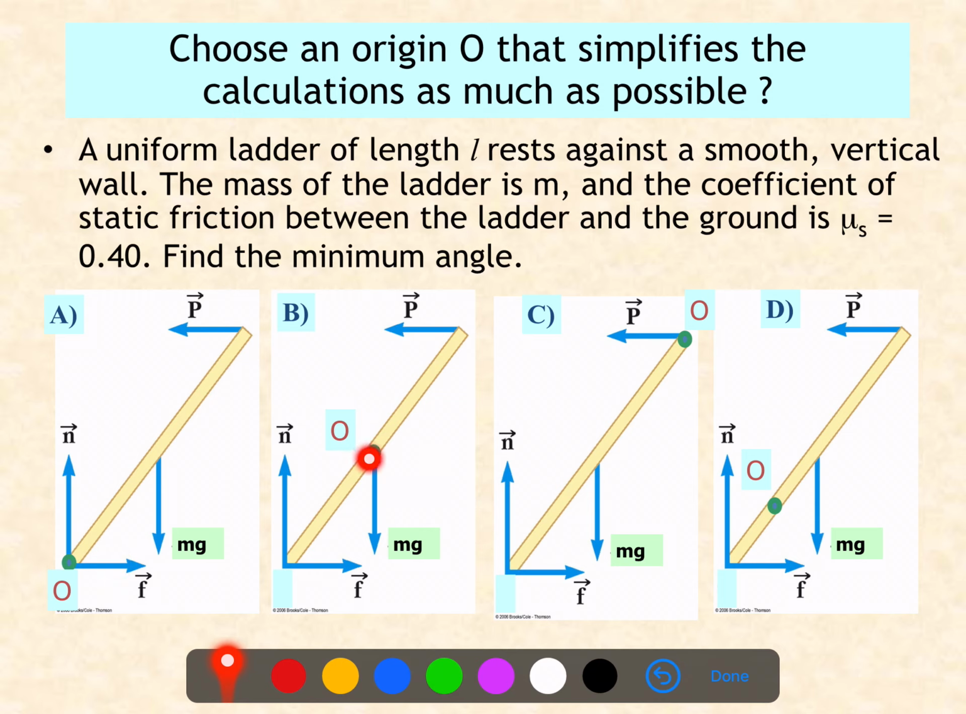Any other choice is either going to eliminate none or 1 of the forces involved. And so choice A is going to be the most advantageous. Of course, you could make a different choice. There's nothing wrong with doing that. It just makes your life a little bit more complicated.